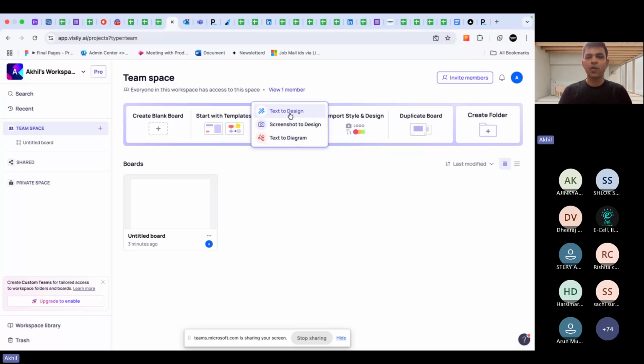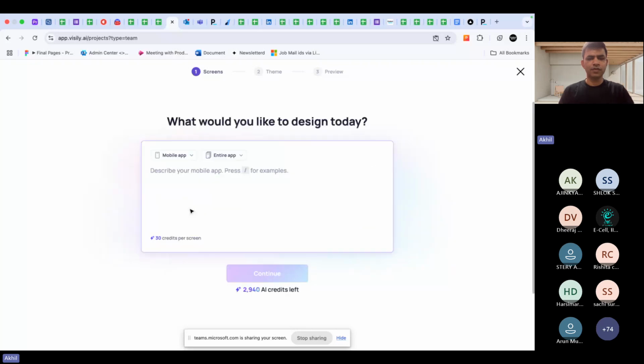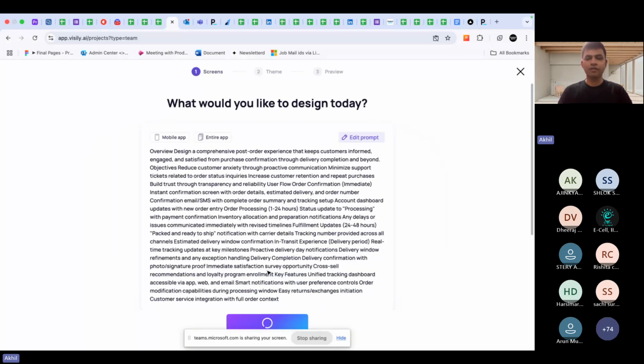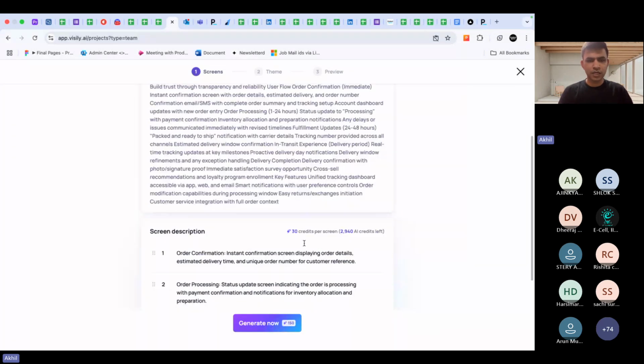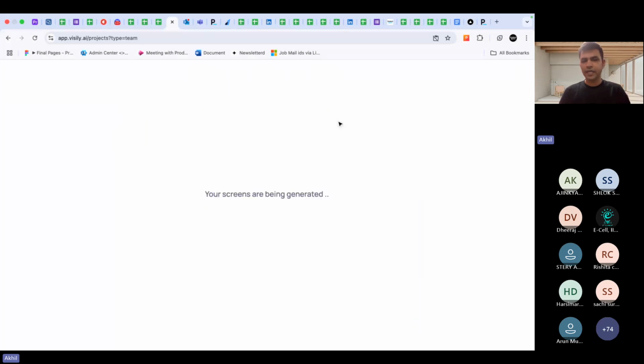So I want to go from text to design, not text to diagram, screenshot to design. So these are the features it has. Let's say what you want to create. Let's create a mobile app, right? And I will define these requirements. Just a prompt. There are good chances it might not give me that refined an output, but it has given these many screens. It will consume like 150 credits, but let's go for it.